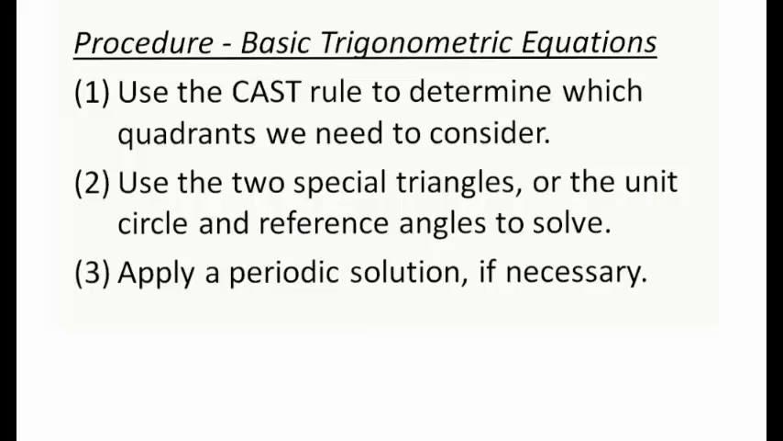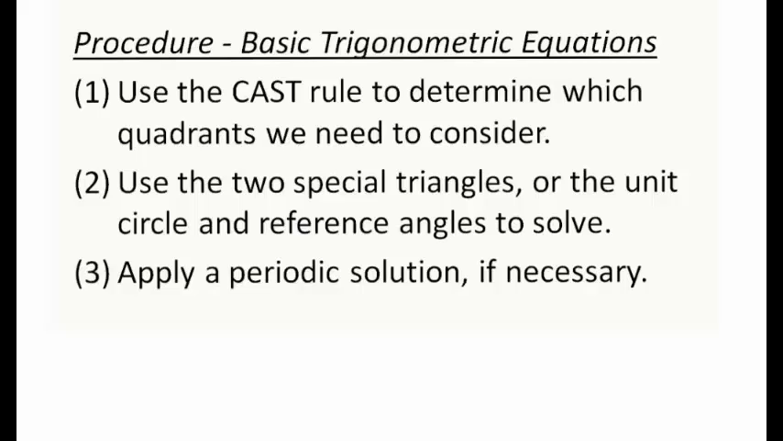Let's take a look at the procedure to solve our basic trig equations. Our first step is to use the CAST rule to determine which quadrants we have to consider when solving the question. Often what's going to happen is our trig function is going to be positive or negative in two different quadrants. So using the CAST rule is going to help us narrow down our view and determine which quadrants we actually have to consider.